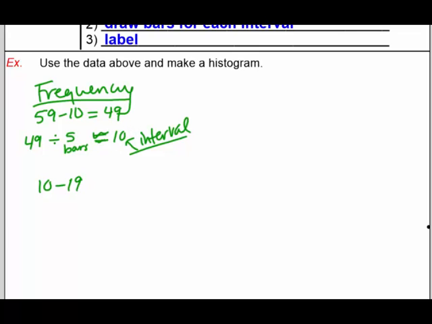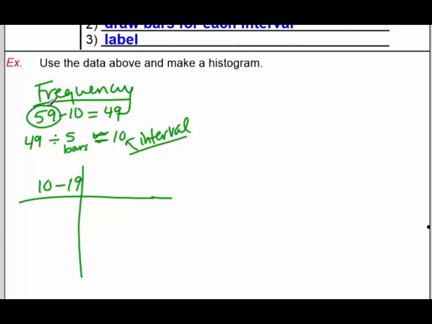Because if you count on your fingers, counting 10, that actually is 10 numbers. 10, 11, 12, 13, 14, 15, 16, 17, 18, 19. I just physically counted my fingers. I know you can't see me, but if you count 10 all the way to 19, that's actually 10 numbers in that interval.